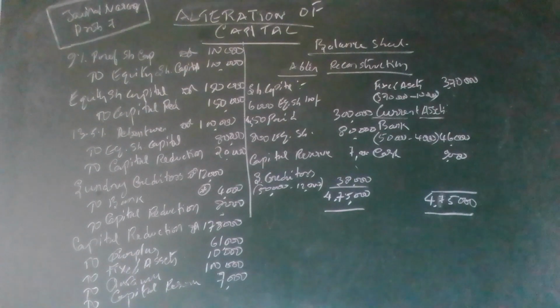We are going to solve the problem on the chapter called Alteration of Capital or Internal Reconstruction. This is a problem taken from Jain and Narang. In this problem we are given the balance sheet and a scheme of reconstruction. First, point number 1, share capital is altered: 100 rupee shares are reduced to 50 rupee shares.